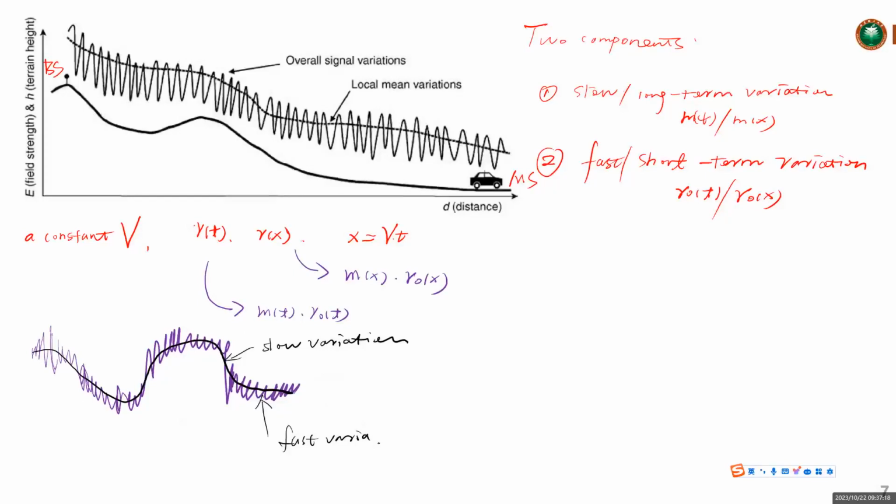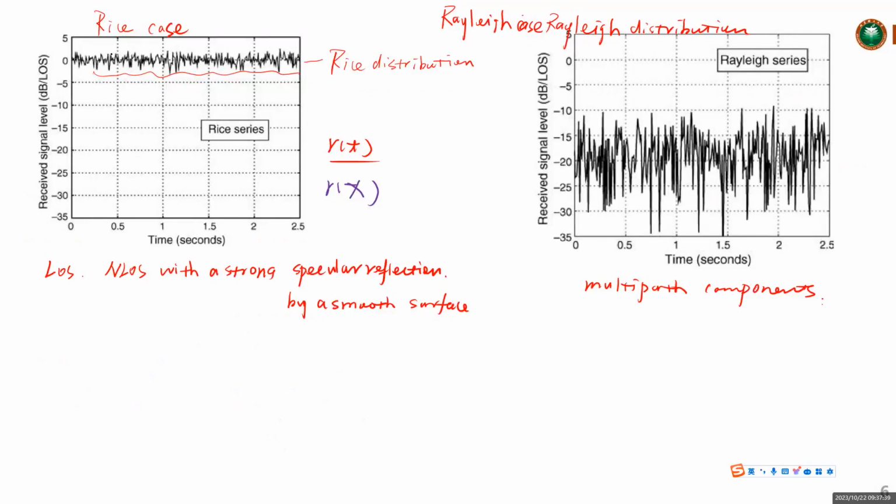So this is that one. And the slow variations of the signal can also be modeled by this kind of distribution. Previously, we said that a certain kind is called the Rice case, and the Rayleigh case can be described by the Rice distribution and described by the Rayleigh distribution, right?